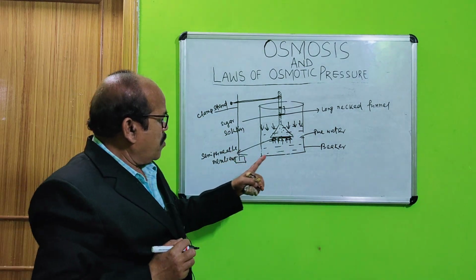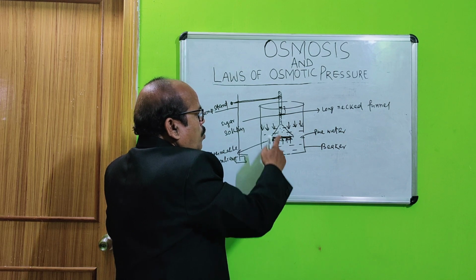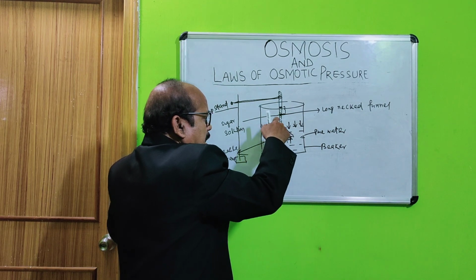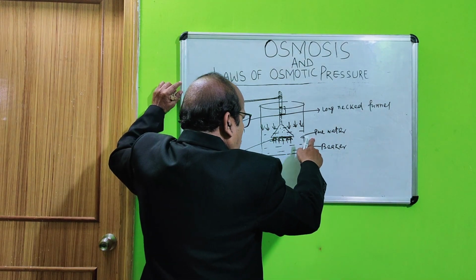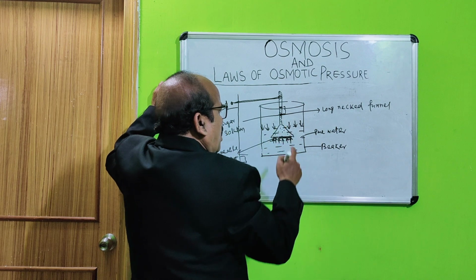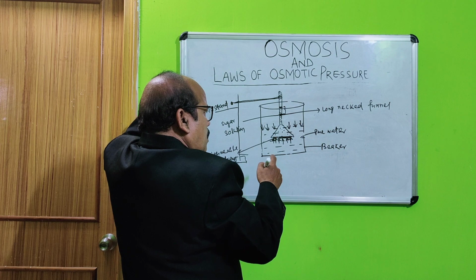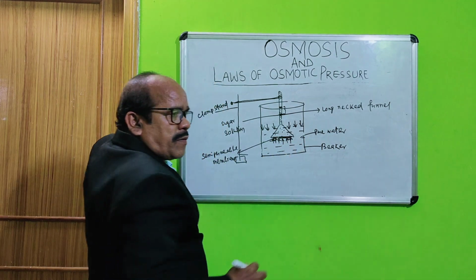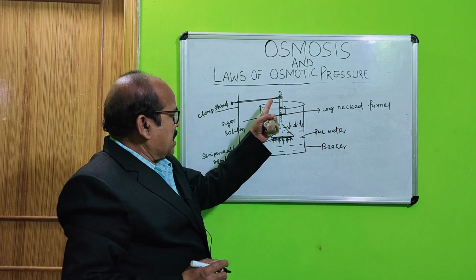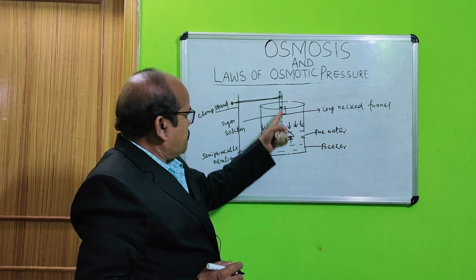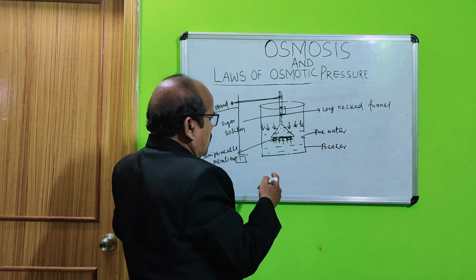The movement of pure water from the beaker will be towards the solution side in the funnel. So the movement of solvent towards the solution side is termed osmosis, and it takes place with the help of a semi-permeable membrane. The semi-permeable membrane is tied here. Now I shall hang it with the help of a clamp stand.